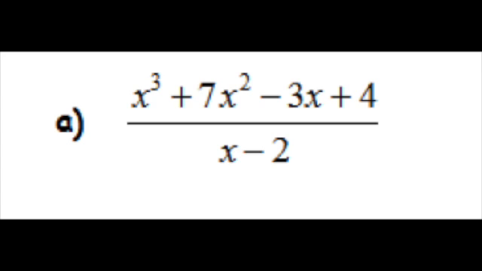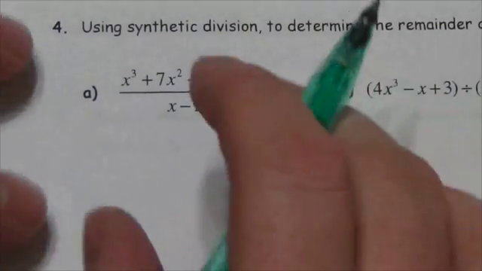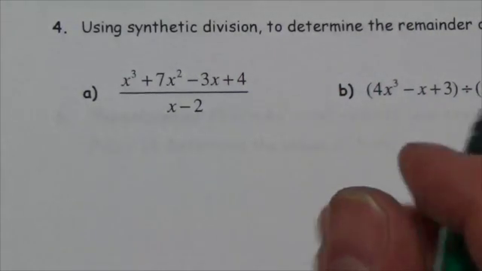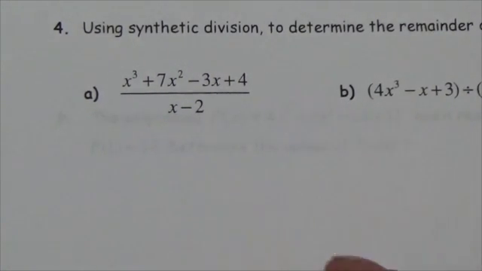x cubed plus 7x squared minus 3x plus 4 divided by x minus 2. Okay, so here we go. We're going to start, and we're going to divide this using synthetic division. And what I'm going to do with these is show you 2 different ways of setting it up. Now, they're very, very closely related. You don't even have to know both of them, but I just want you to be aware that there are 2 ways of dealing with this.